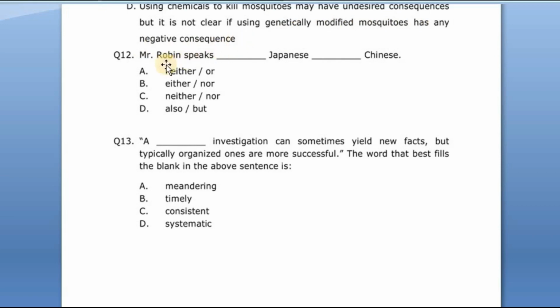12th question, Mr. Robin speaks Japanese Chinese. 13th question, a dashed investigation can sometimes yield new facts, but typically organized ones are more successful. The word that best fills in the blank in the above sentence is.